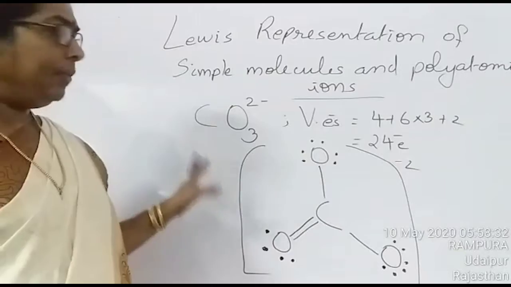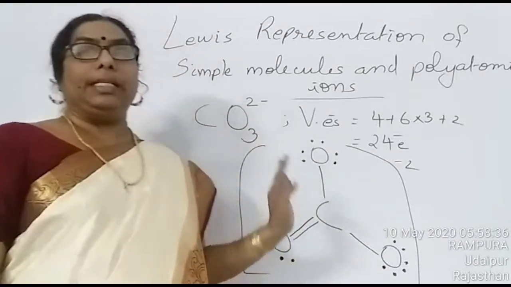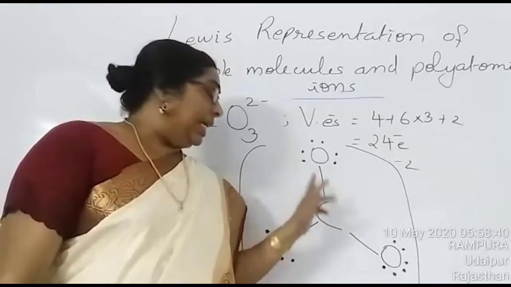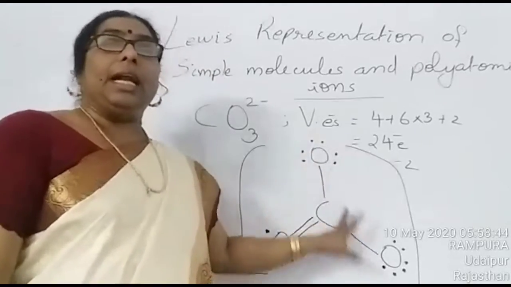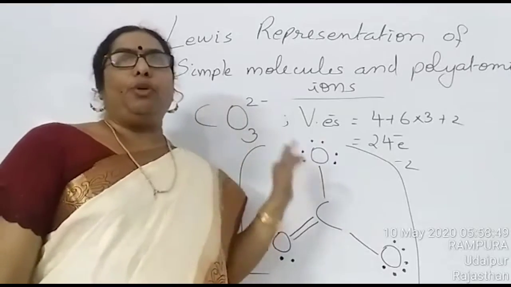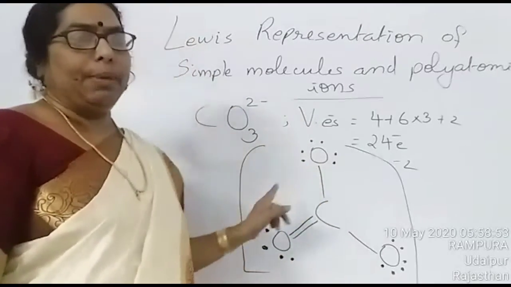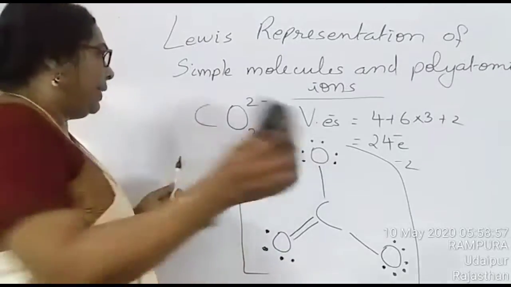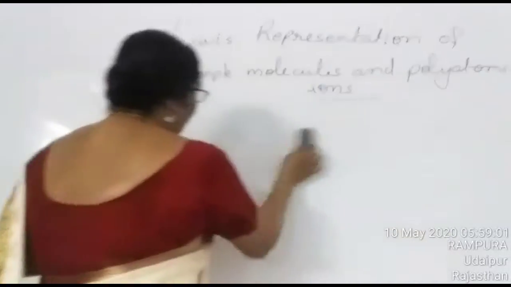Is it clear, children? So what we have done: first, we calculated the total number of valence electrons, then arranged the atoms in such a way that the least electronegative atom comes in the center, then connected the other atoms with the help of single bonds and then distributed the electrons in such a way that every atom attains stability, or attains octet. Is it clear? Let me give you one more example. Let us consider the formation of NF3.